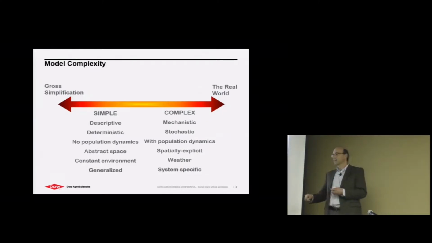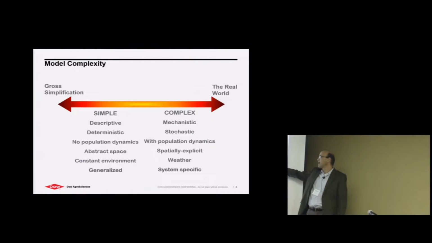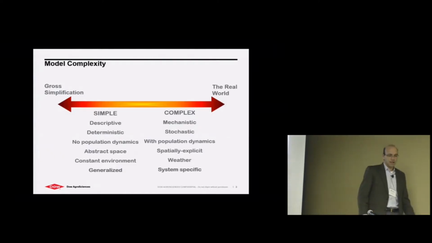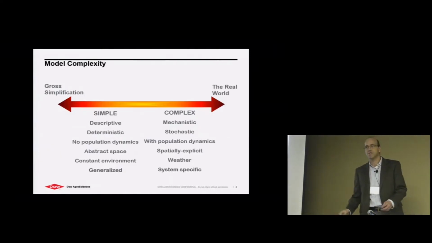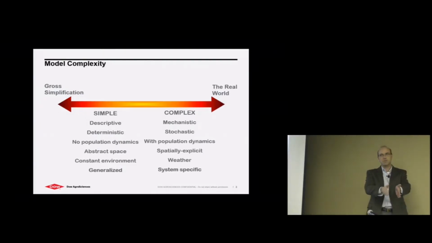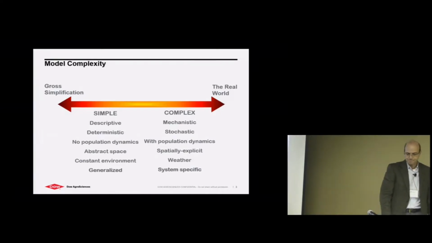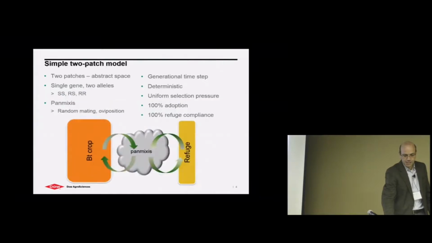And then you get the Onstad complexity, more mechanistic, more real biology in there. We're introducing stochasticity, we're introducing population dynamics, spatial processes, and we can even go on and add weather and so forth. And these become very system specific. We have a corn rootworm model for Illinois, and then we have a separate corn earworm model for North Carolina, and then a separate Spodoptera model for Brazil. And these all teach us different things.